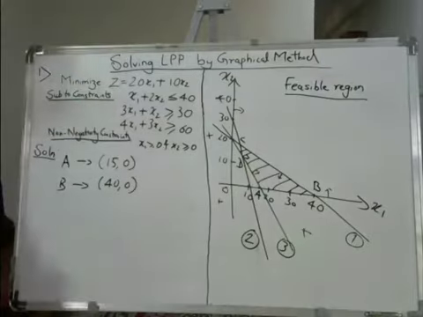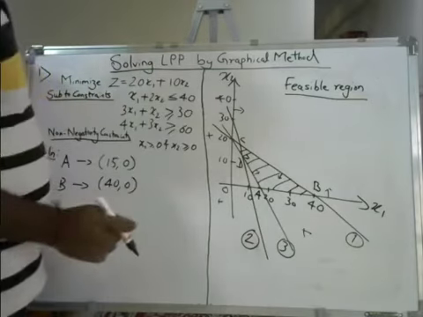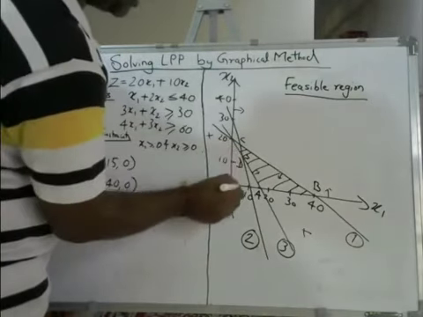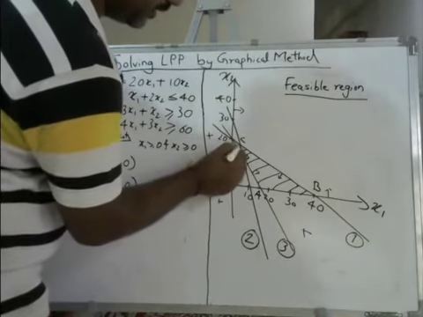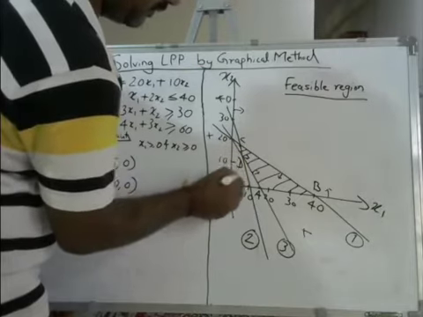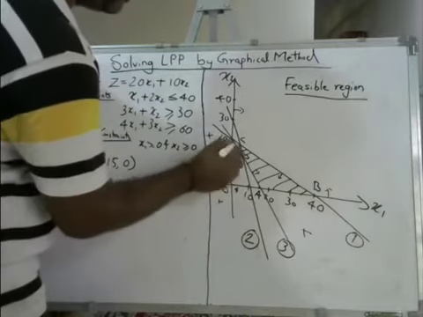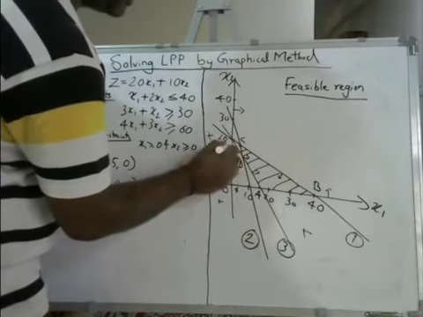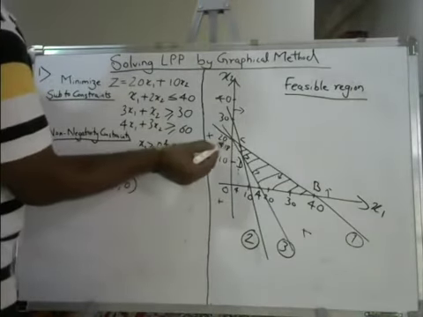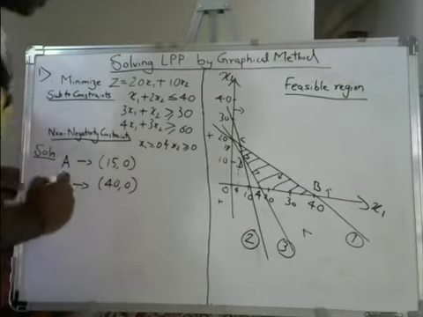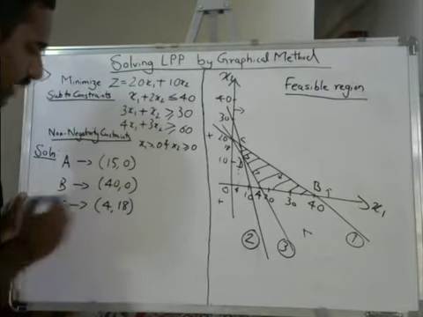Similarly for C, how to find out C? Because C is not on these X1 and X2 lines. So what you have to do is, you have to draw a perpendicular line from C to this line. Now if you draw a perpendicular line to this line, maybe this is 4, and if you draw a line here, this is 18. Okay, X1 is 4 and X2 is 18. So you can take X1 as 4 and X2 as 18.